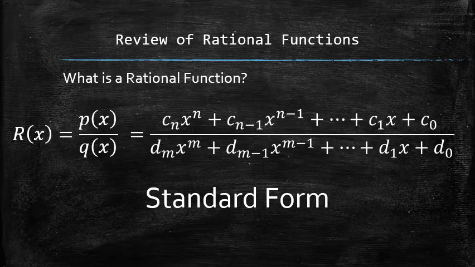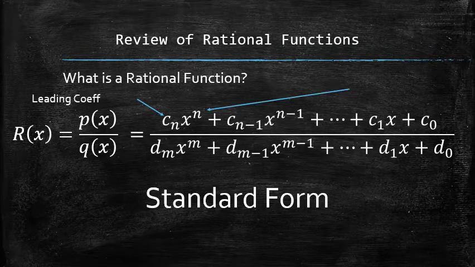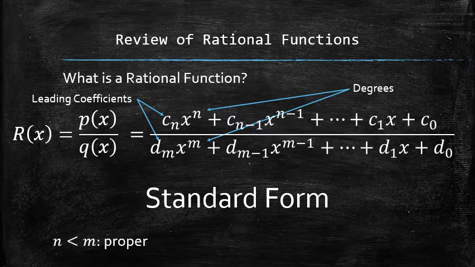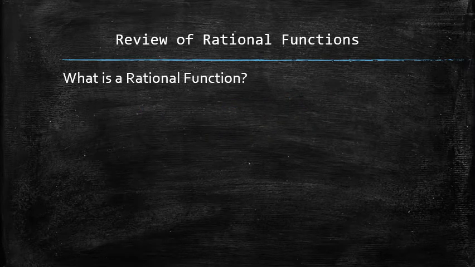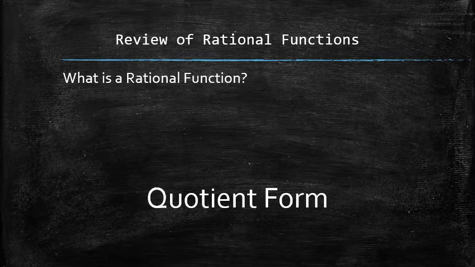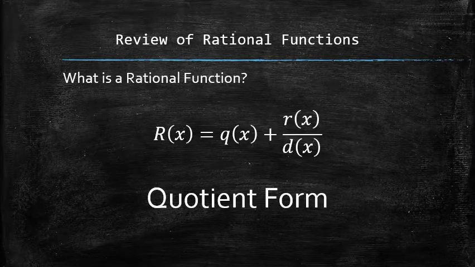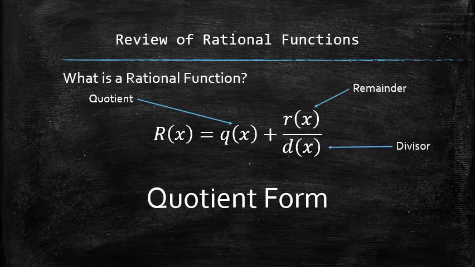In standard form, we can easily read the leading coefficients and the degrees of the polynomials in the numerator and the denominator. If the degree of the numerator is less than the degree of the denominator, then such rational function is called proper. Otherwise, it is called improper. Improper rational functions can be rewritten in quotient form by performing a long division on polynomials. In quotient form, we can identify the quotient, the remainder, and the divisor, which are polynomials and therefore have their own degrees and leading terms.